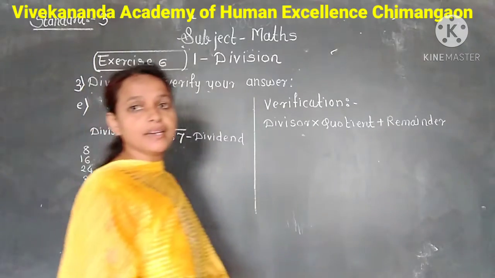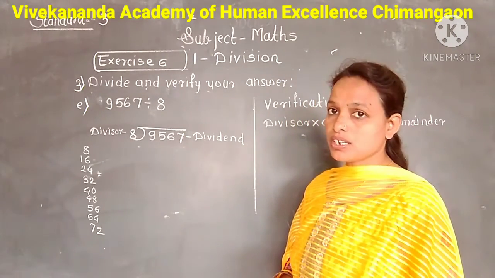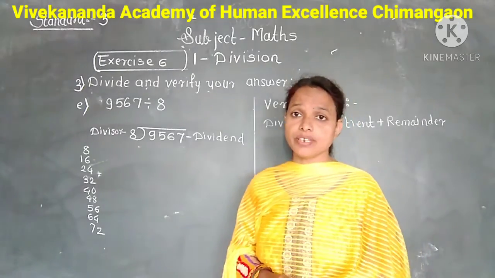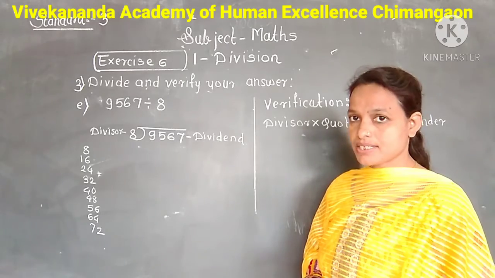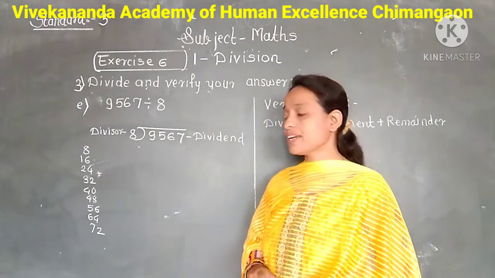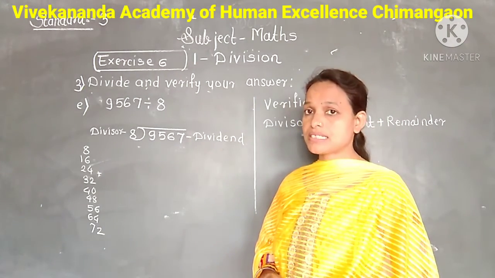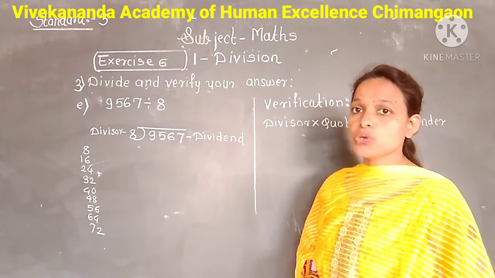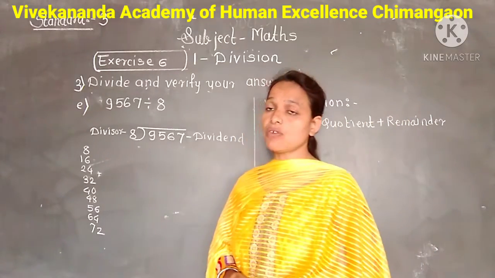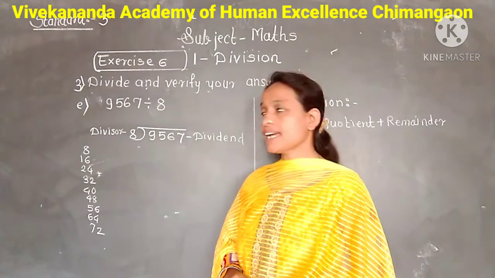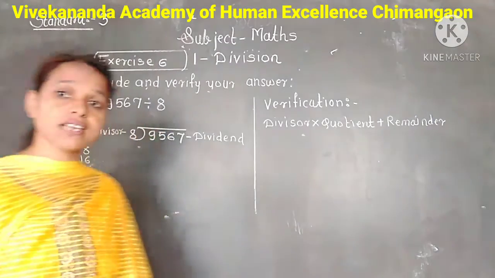Next example E. 9567 divided by 8. So here 9567 is a dividend and 8 is a divisor. We write dividend and divisor in the correct places. Now here divisor is 8. So here we write the table of 8. Now we start division from the 1000 place. Here the digit at the 1000 place is 9. So we divide 9 by 8. But 9 is not in the multiplication table of 8. So less than 9, 8. 8 comes first place in the multiplication table of 8. 8 ones are 8.